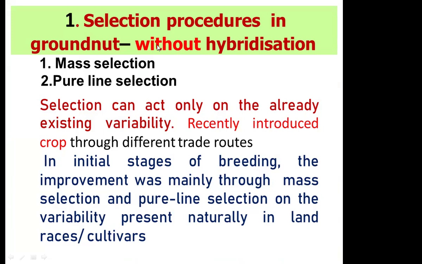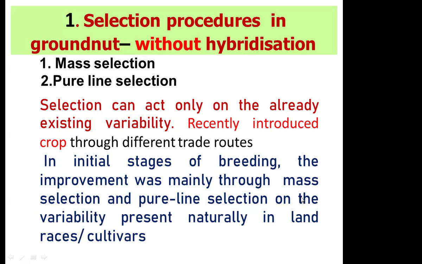Before, the variability was exhausted in the initial stages of the crop, when this was recently introduced. Groundnut is a recently introduced crop, around 300 years old, introduced through different trade routes into our country. It originated in South America, Bolivia, and the Andes Mountains, where groundnut grows naturally in the wild form. It is not a crop of our own country. It is an introduced crop.